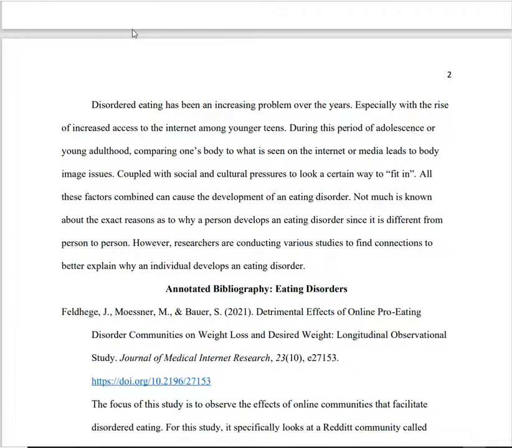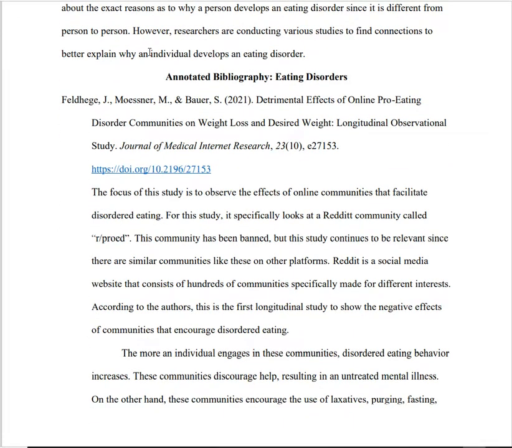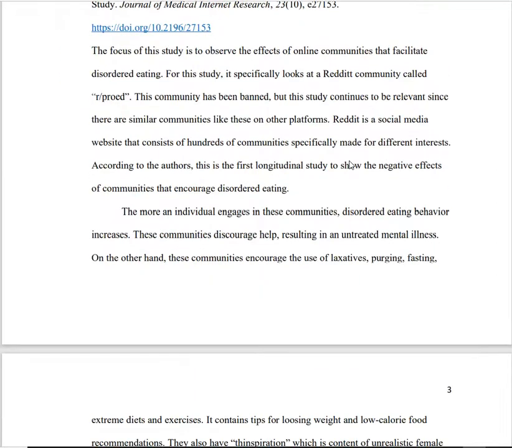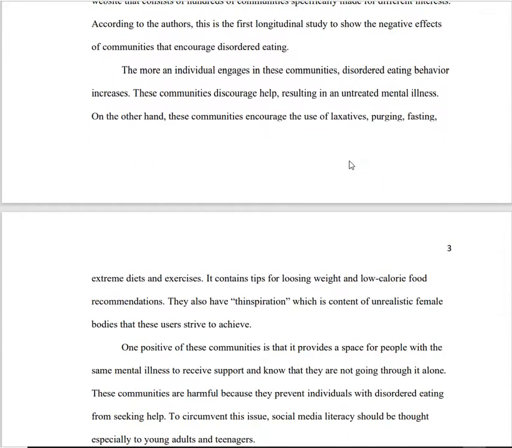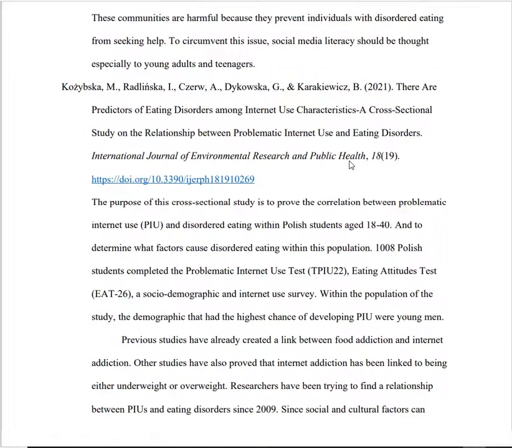And then as they go past that little summary, we see the annotated bibliography begins. We see the name, Field, Hedge, and so on, with the year. Then the title, Detrimental Effects of Online Pro-Eating Disorder Communities on Weight Loss and Desired Weight, Longitudinal Observational Study, from the Journal of Medical Internet Research. Then there's a little bit of a summary about what they found in that particular study. Then we have the next article.